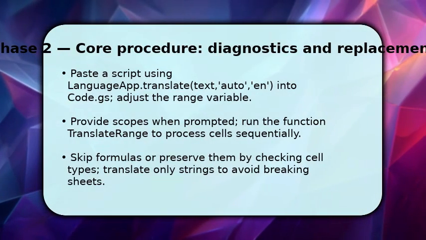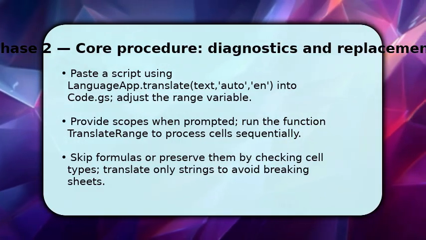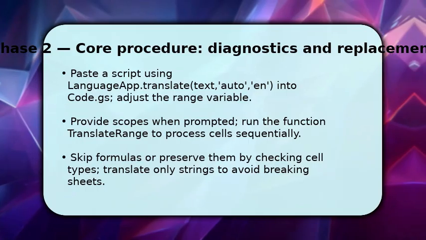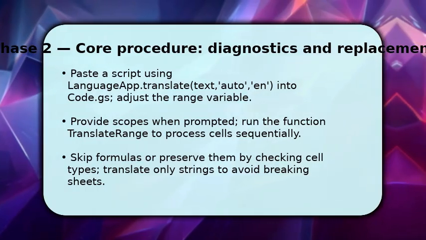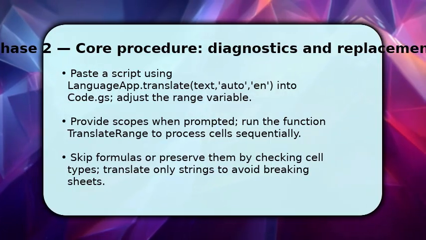Now paste a small Apps Script that reads each cell, detects text, and calls LanguageApp.translate with source auto and target en. Once pasted, save and run the translate range function. The first run asks for permission, so accept the OAuth scopes.